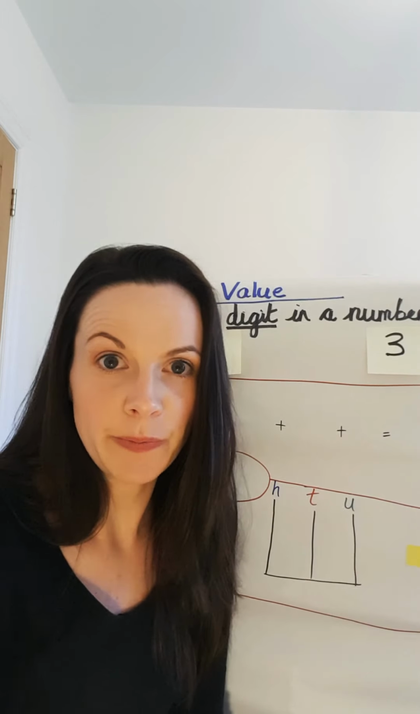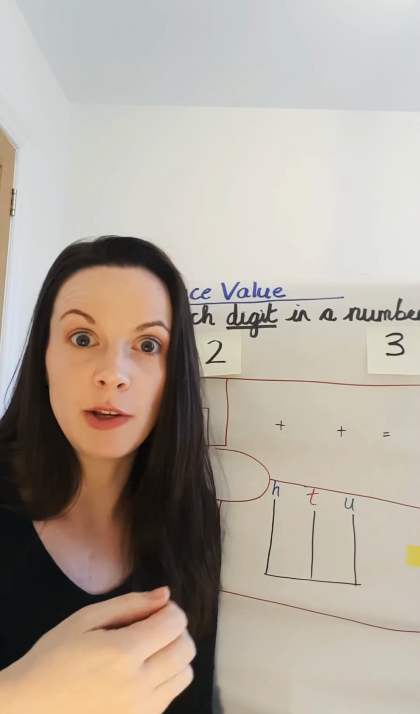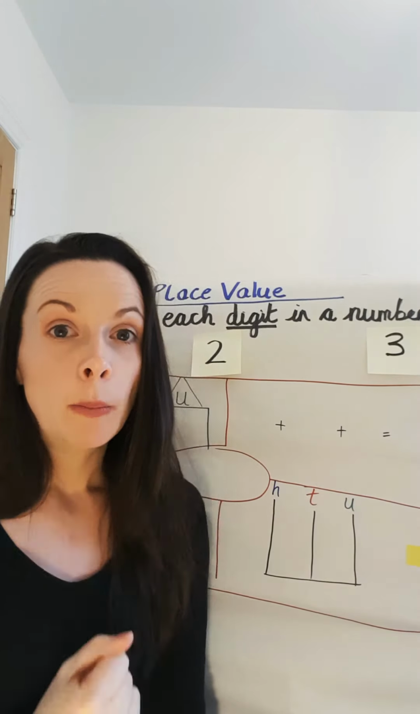Okay, so this week we are working on place value. What does place value mean? Place value is finding the value of each digit in a number. Okay? So what's a digit? A digit is just another word for a numeral. Okay? A numeral, that's the name of what they are.